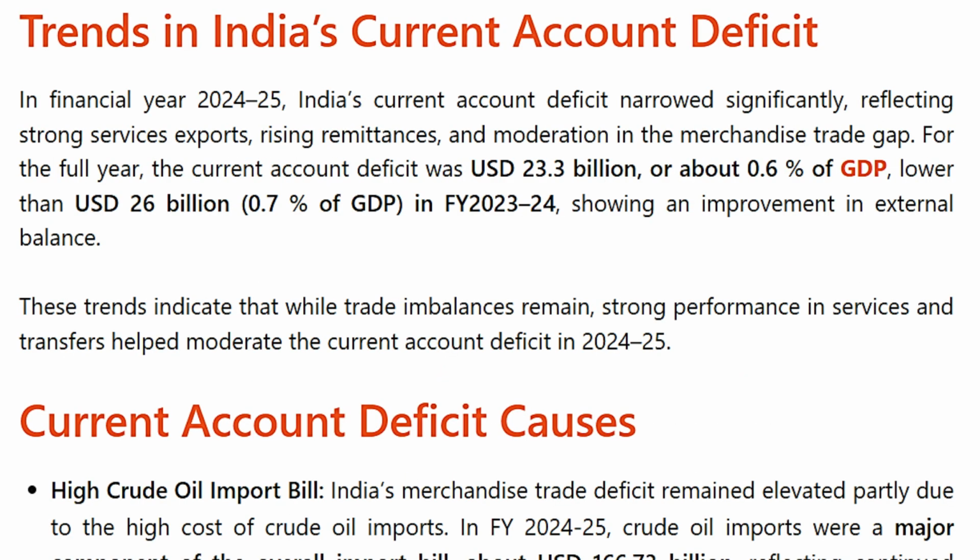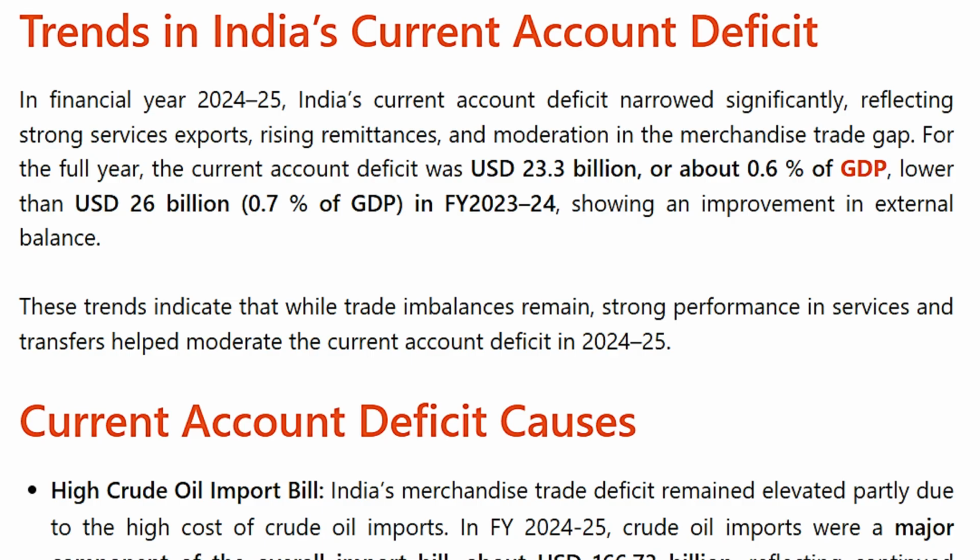Trends in India's current account deficit. In financial year 2024-25, India's current account deficit narrowed significantly, reflecting strong services exports, rising remittances, and moderation in the merchandise trade gap. For the full year, the current account deficit was $23.3 billion, or about 0.6% of GDP, lower than $26 billion, 0.7% of GDP, in FY 2023-24, showing an improvement in external balance.